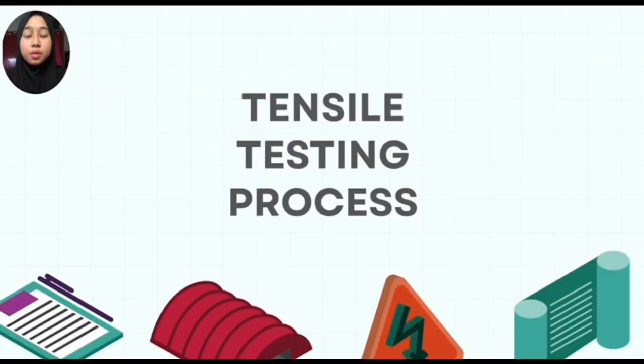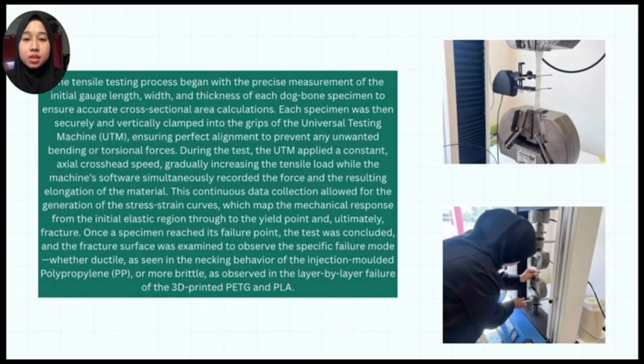So now let's move to the tensile testing process. The tensile testing process begins with the precise measurement of the initial gauge length, width, and thickness of each dog bone specimen to ensure accurate cross-sectional area calculation. Each specimen was then carefully and vertically clamped into the grip of the universal testing machine, ensuring perfect alignment to prevent any unwanted bending or torsional force.